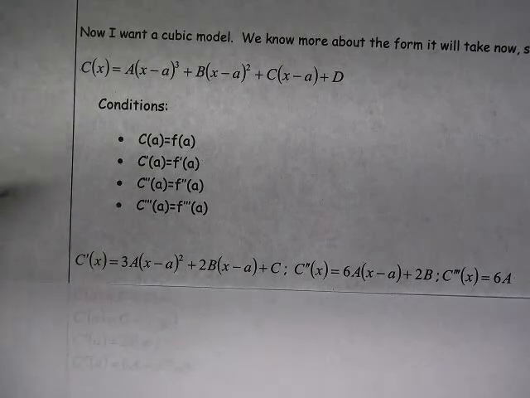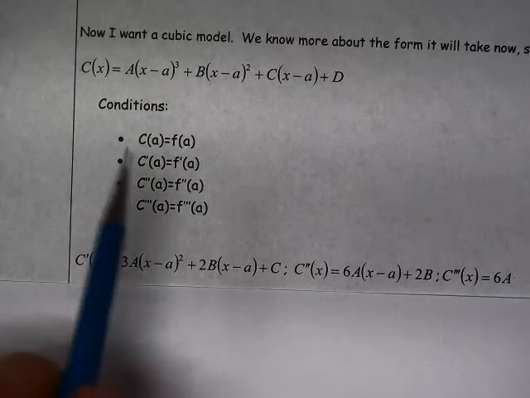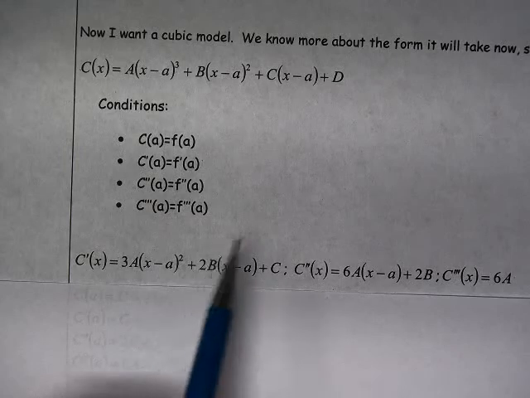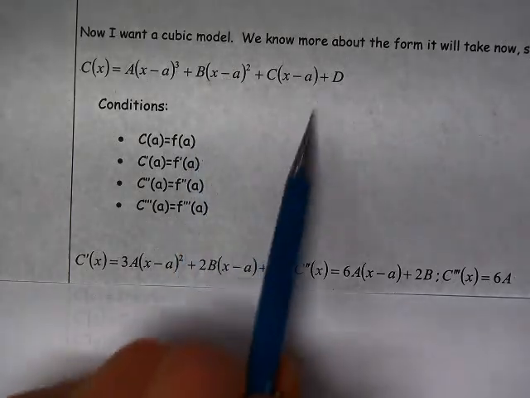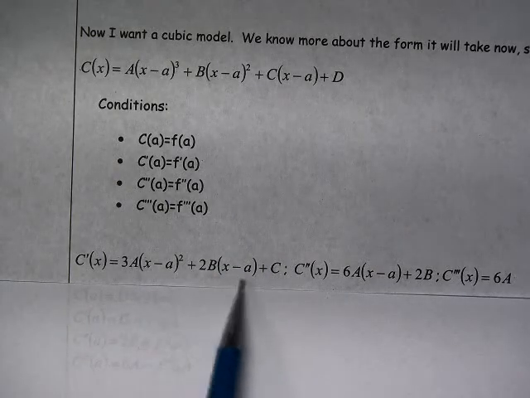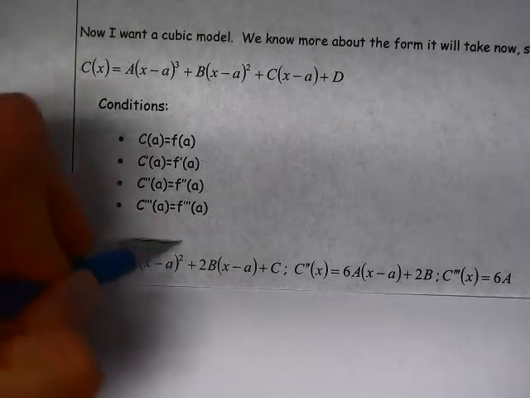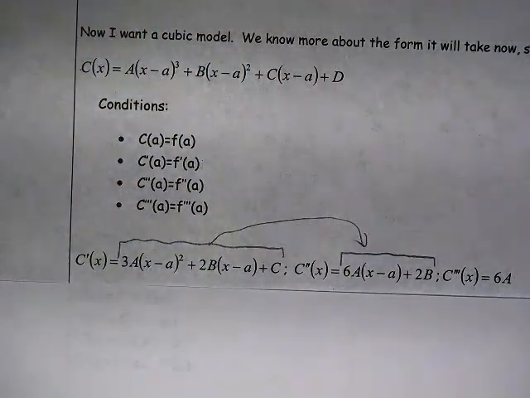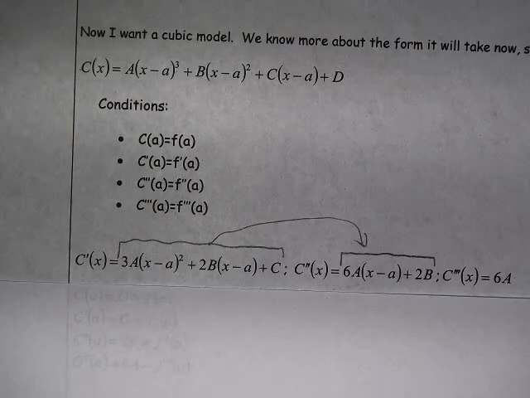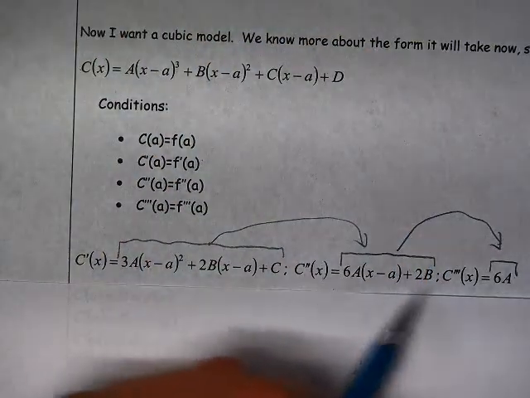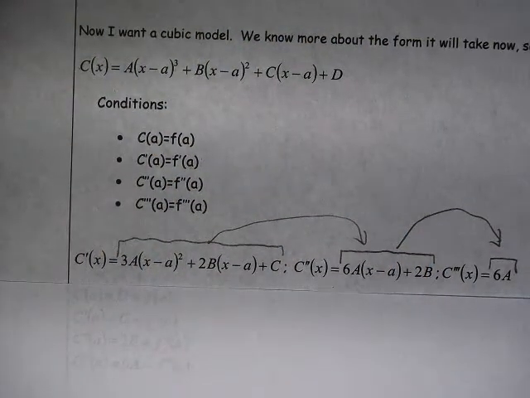When I find the first derivative, I get 3a times (x minus a) to the second power, and then 2b times (x minus a) to the first power. This just becomes c, and the d completely goes away as a 0. So that's the first derivative. When I take the derivative of that, I get my second derivative: 6a times (x minus a) plus 2b. And when I take the derivative of that, I just get 6a. So that's the first, second, and third derivatives of my cubic model.